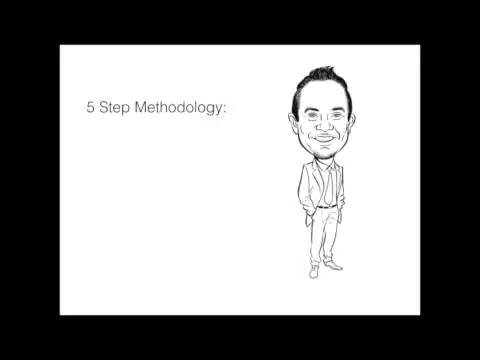So we've developed a 5-step methodology to really automate the sales process. It starts with number one, which is a lead magnet, followed by a tripwire, followed by your core offer, followed by profit maximizer, and then a return path. Today, we're only going to be talking about the lead magnet.